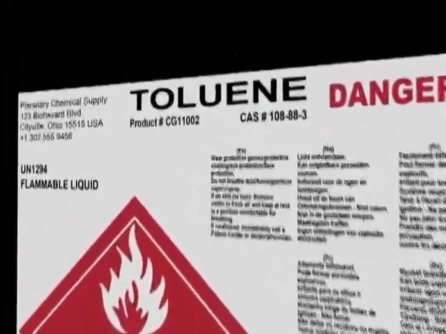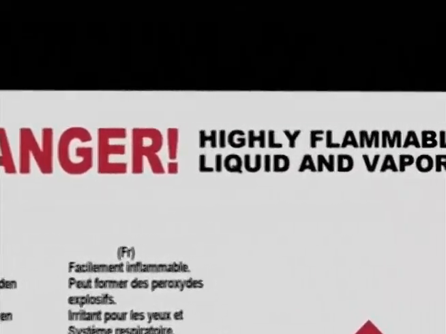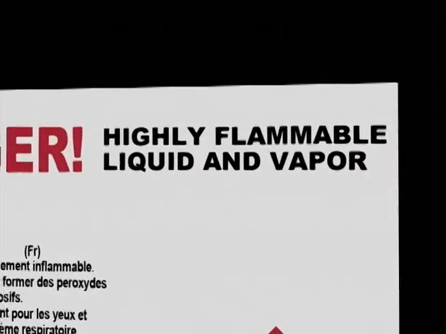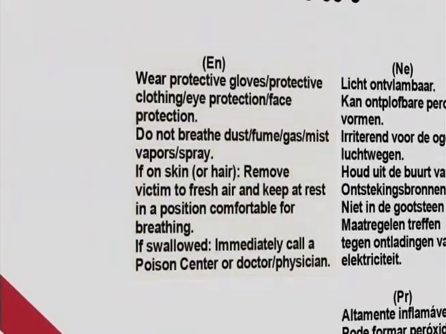At a glance, the label will provide the material's name and its potential health, fire, and reactivity hazards. It will also list specific precautions to take, situations to avoid, and if necessary, what personal protective equipment to wear when working with the chemical.